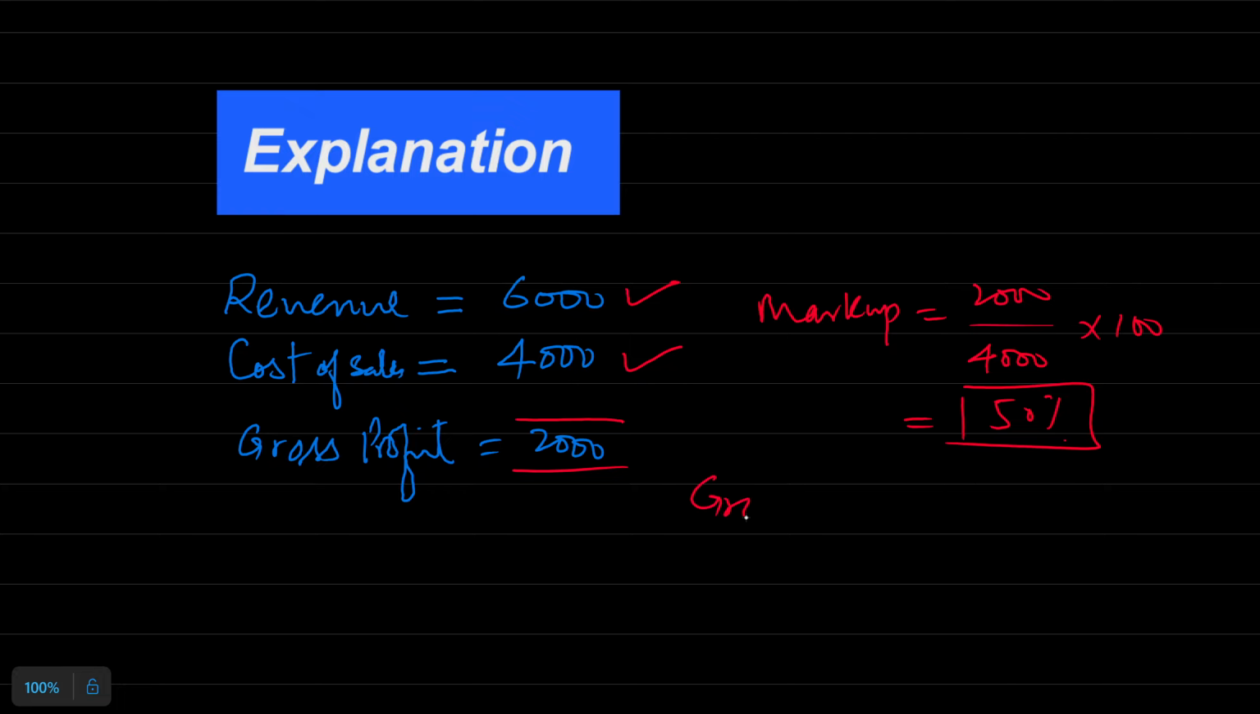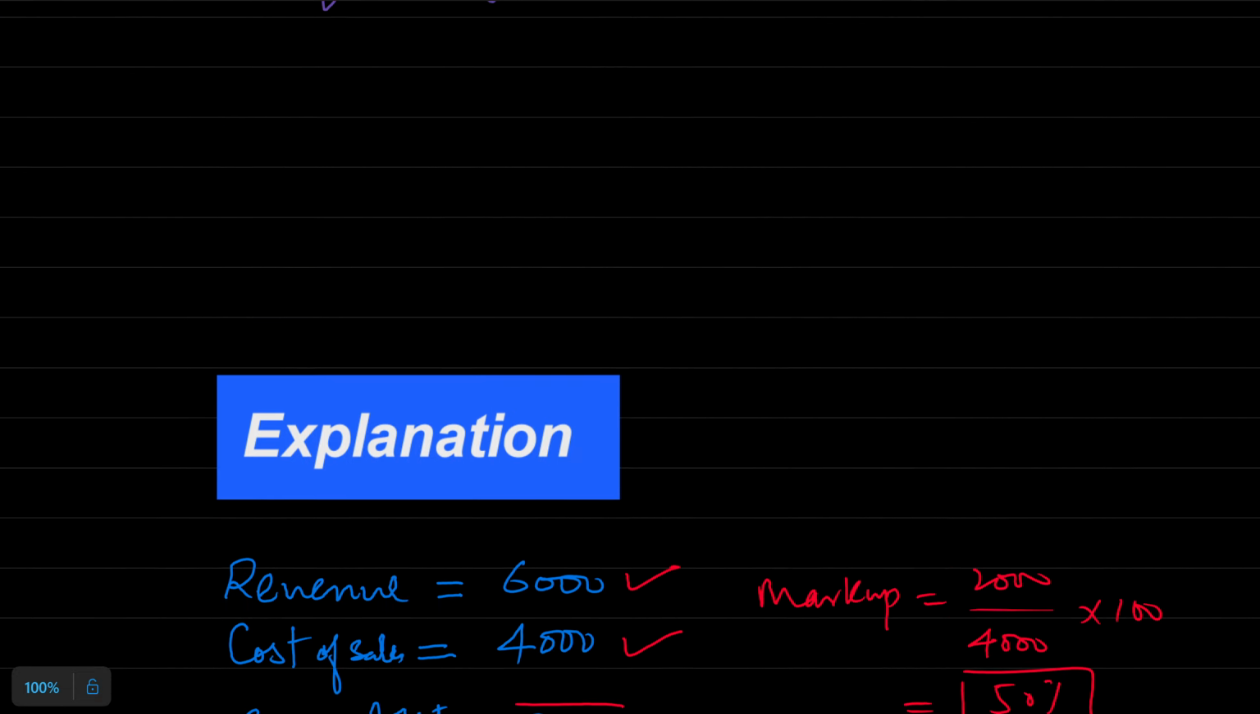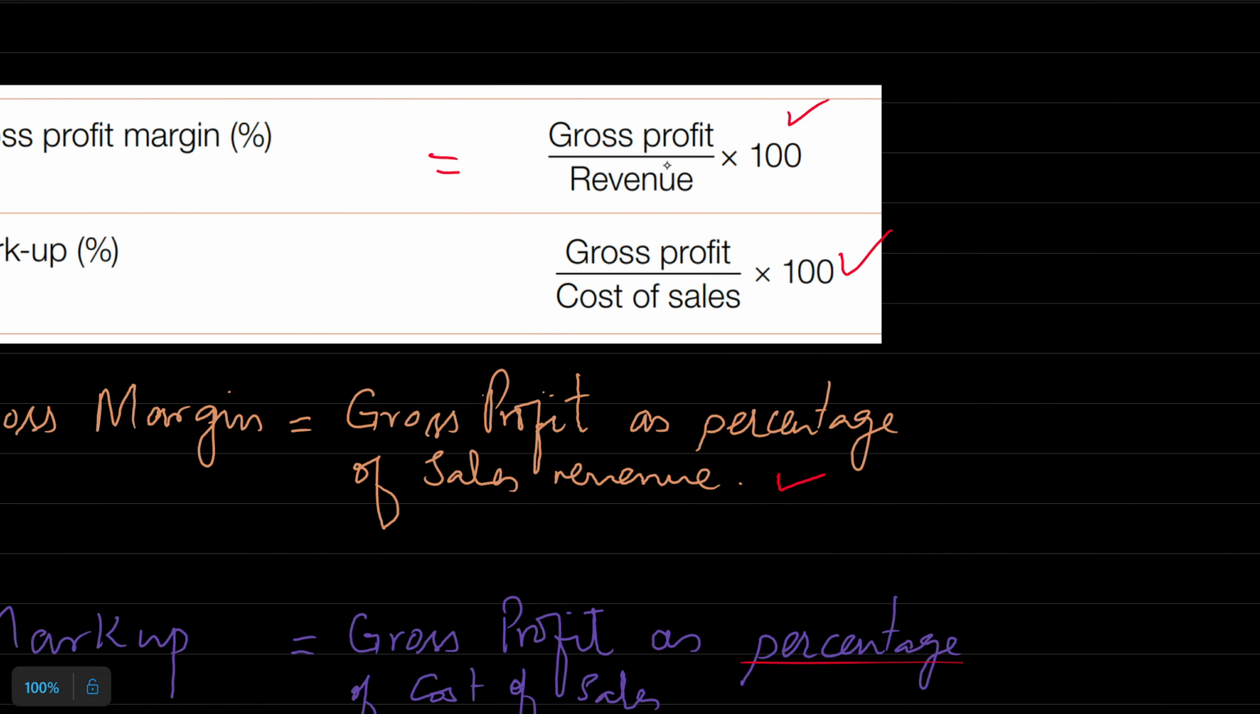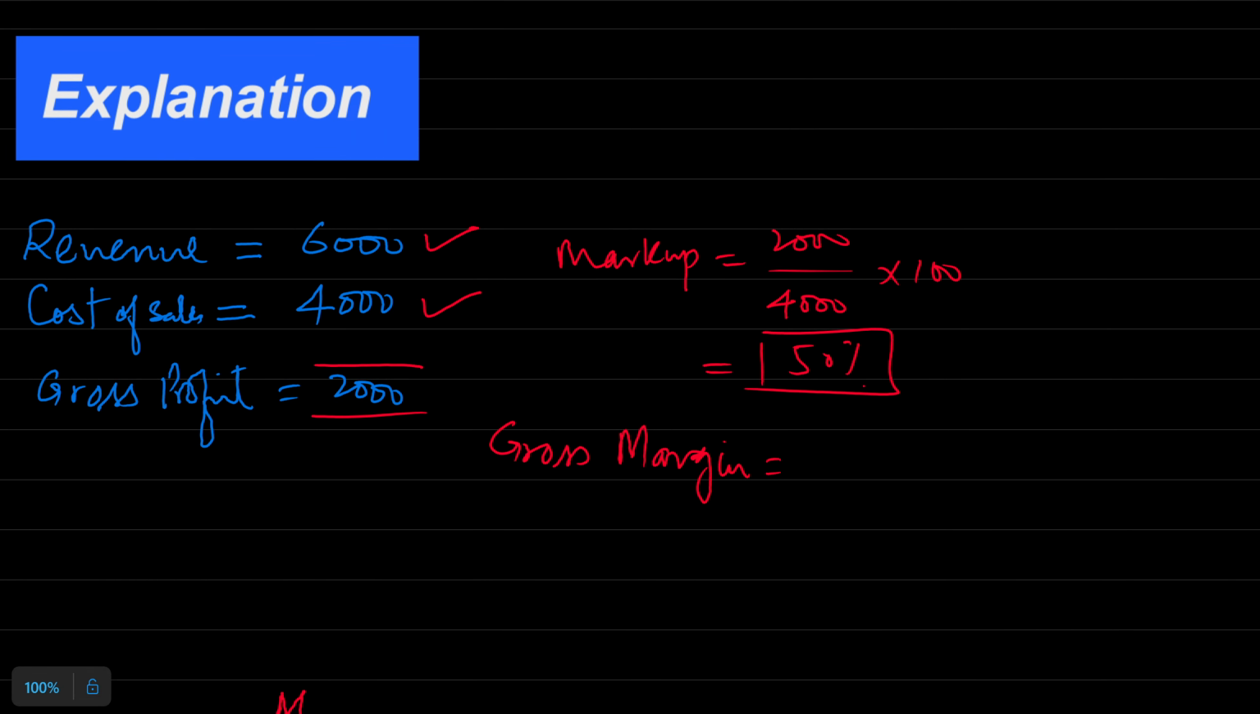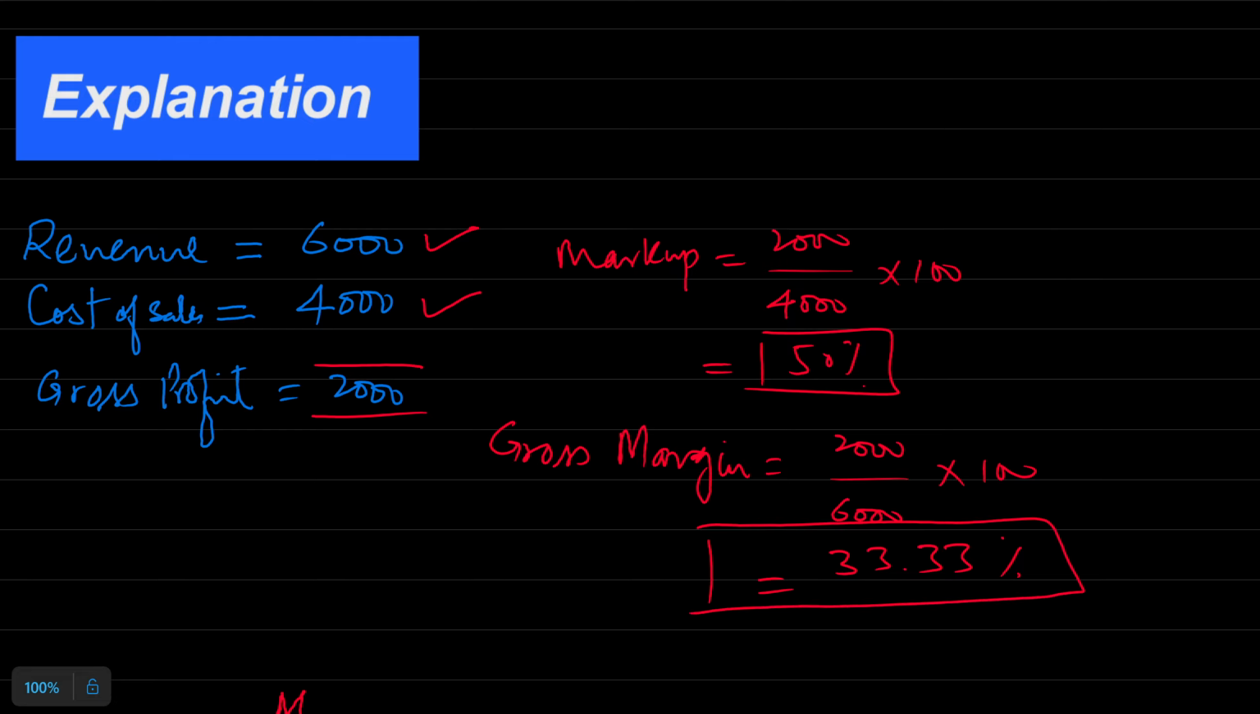And students, gross margin, the formula is gross profit over sales revenue into 100. So it will be gross profit 2000 divided by sales revenue 6000 into 100. It will be 33.33%.